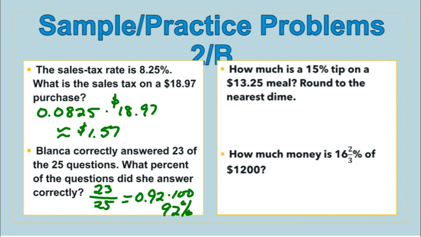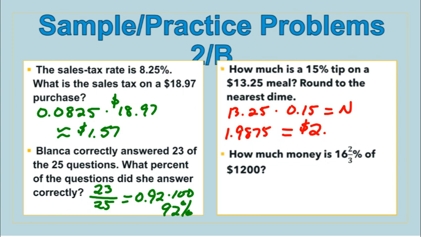How much is a 15% tip on a $13.25 meal? So 13.25 times the percent, so 0.15, gives us what number? It says round to the nearest dime, so that means to the nearest 10 cents. 13.25 times 0.15, we get an answer of 1.9875. So to round that to the nearest 10 cents, the nearest 10 cents would be $2.